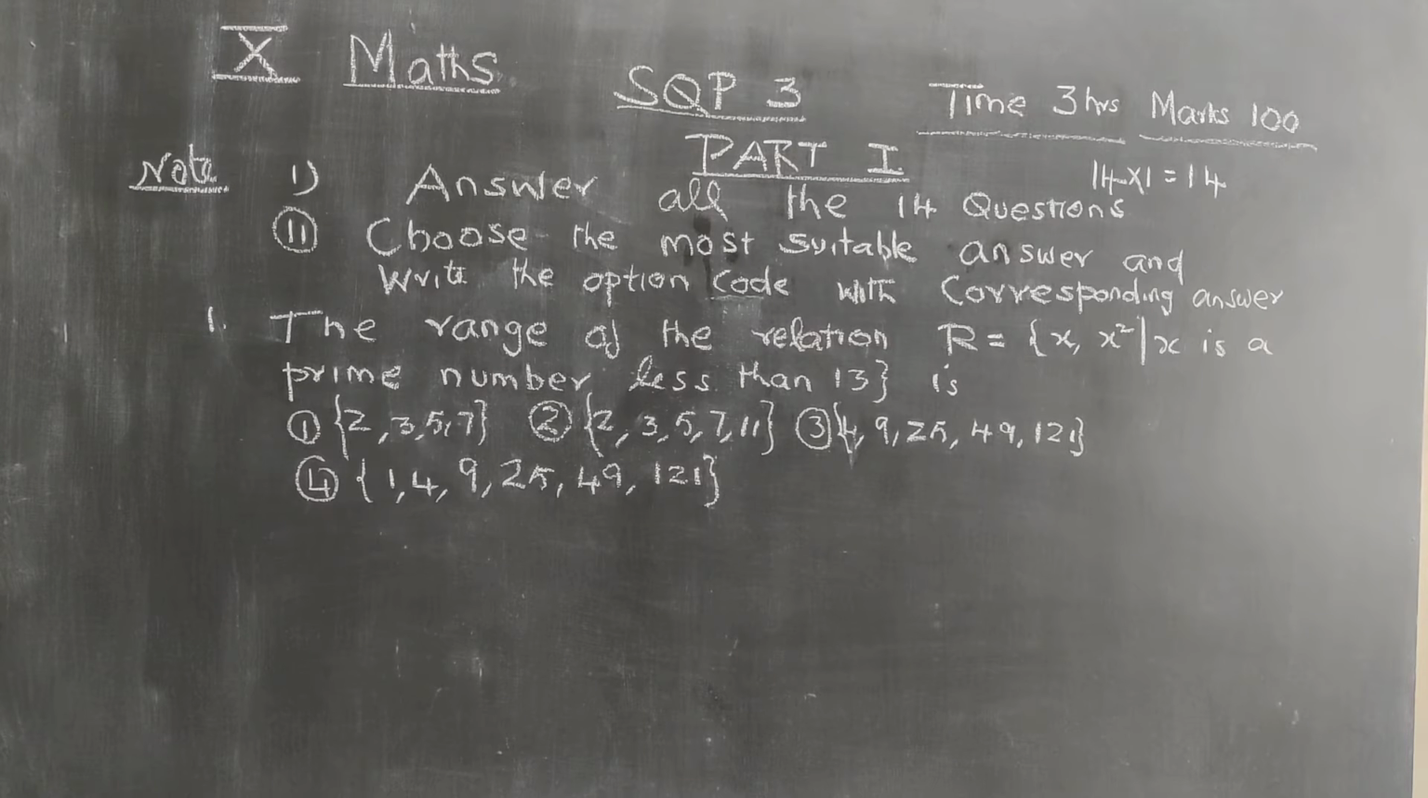Part 1, you have to answer all the 4 questions. Choose the most suitable answer and write the option code with corresponding answer. First question, the range of the relation {x, x square}, x is a prime number less than 13, is.